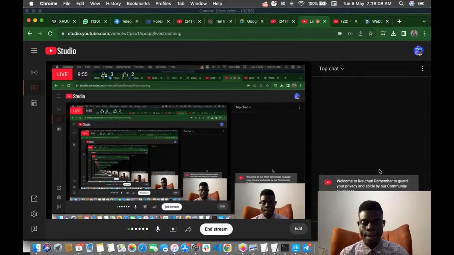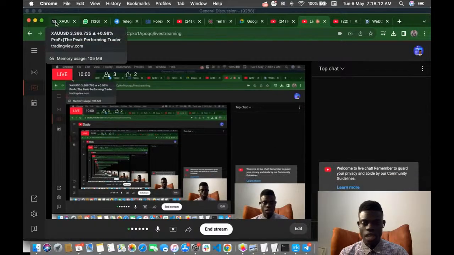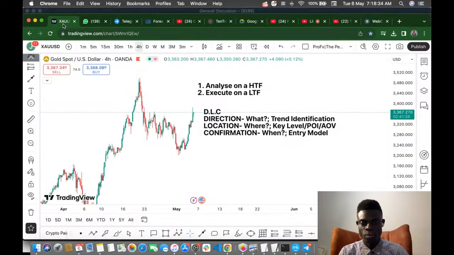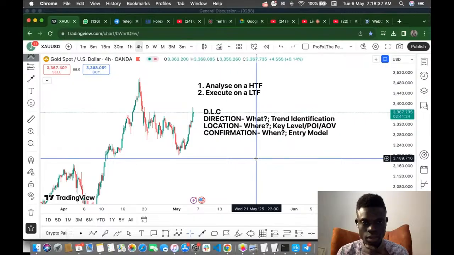Analyze on a higher time frame, execute on a lower time frame. So you're not confused of what to do. You know that you are coming to the higher time frame to analyze, and you're dropping down to the lower time frame to execute. Clear.